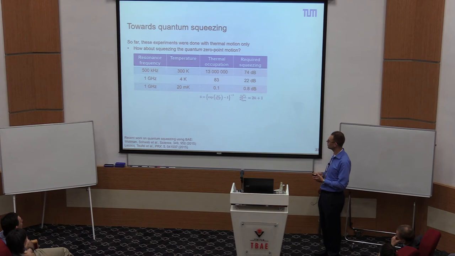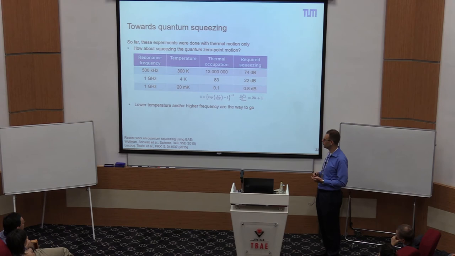On the other hand, if we would have now a 1 gigahertz resonator at liquid helium temperatures, then there are only going to be 80 phonons left, and we would have to squeeze by 22 dB. So that seems something that is very reasonable. Of course, if we would take the same resonator and cool it down in the dilution refrigerator, then it would already be very close to its ground state, and we would actually have to squeeze by a very modest amount. So from this, it is clear that lower temperatures and/or higher frequencies are really the way to go.